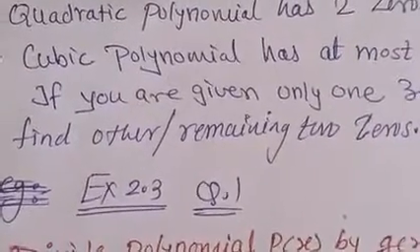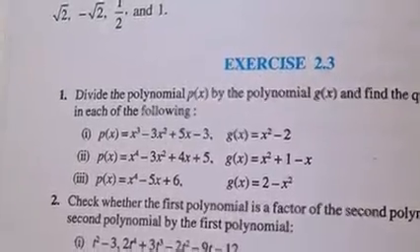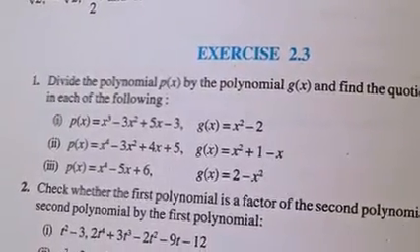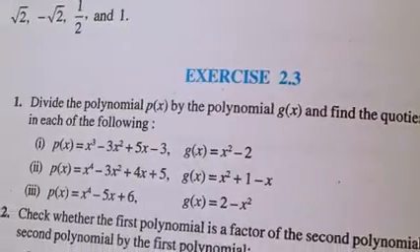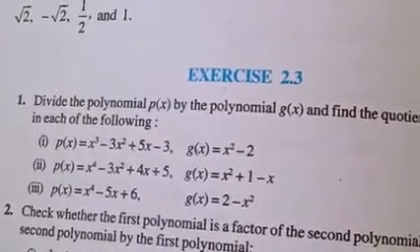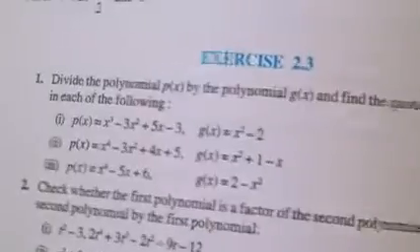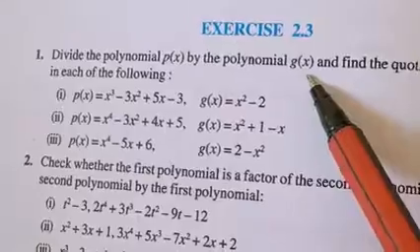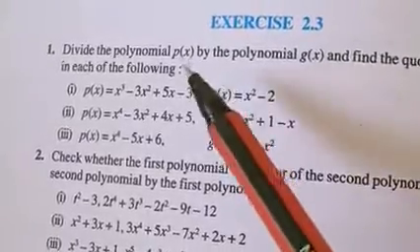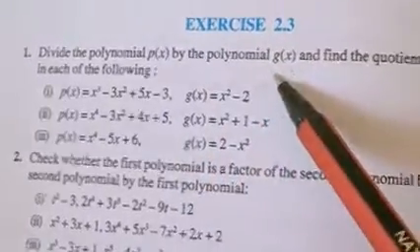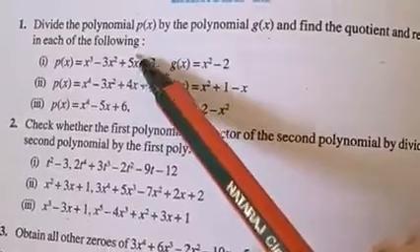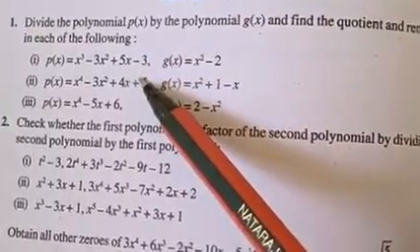Open your textbook. See the question, Exercise 2.3, Question 1. Divide a polynomial p(x) by a polynomial g(x). It means you are given two polynomials p(x) and g(x) and you have to divide p by g. Find the quotient and remainder in each of the following. I am explaining the first example to you.